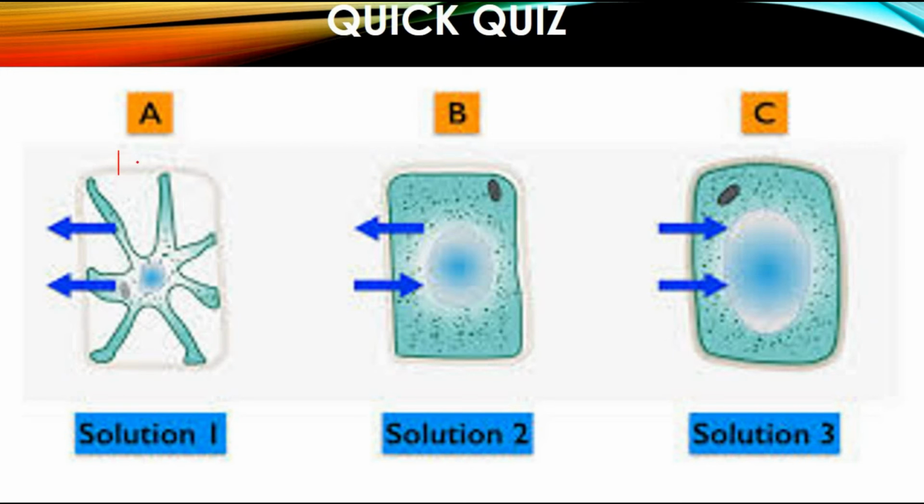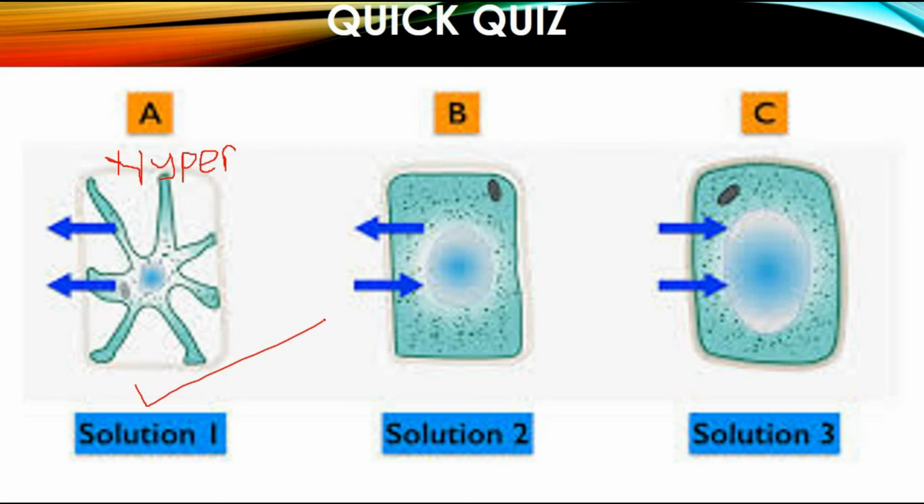So A is hyper. Why is it hyper? Because the water is leaving the vacuole in the cell and exiting the cell. Where is water highly concentrated? In the cell or out of the cell? Inside of the cell. Very good. So it's moving out. Outwards. Great. That's correct. Bravo.